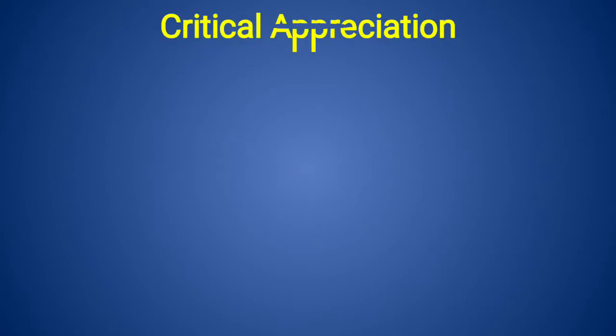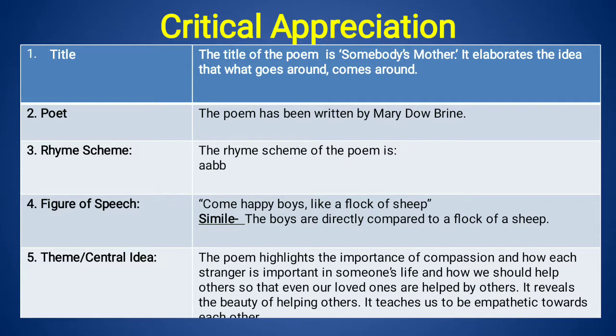So we all know it very well. Whenever we are doing the critical appreciation of any poem, as per board examination pattern, we need to discuss a total of 5 points. And these 5 points are title, poet, rhyme scheme, figure of speech, and the last point is theme or central idea of the poem. So, the title of the poem is Somebody's Mother.